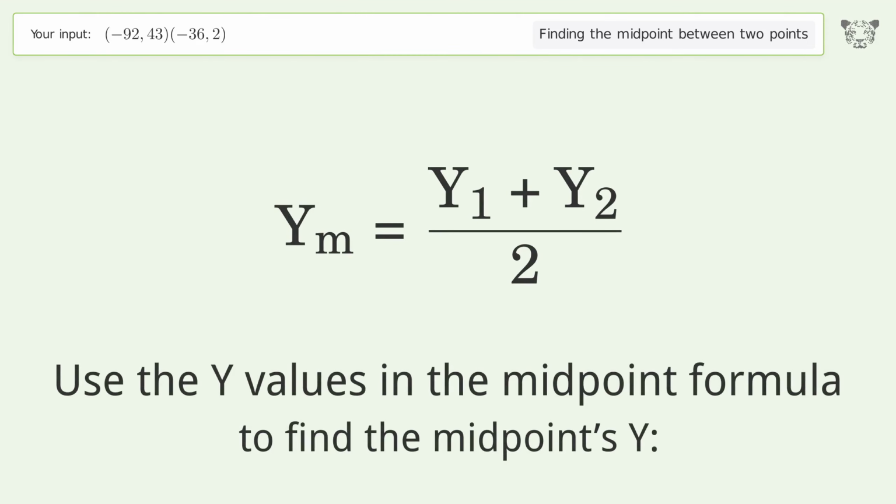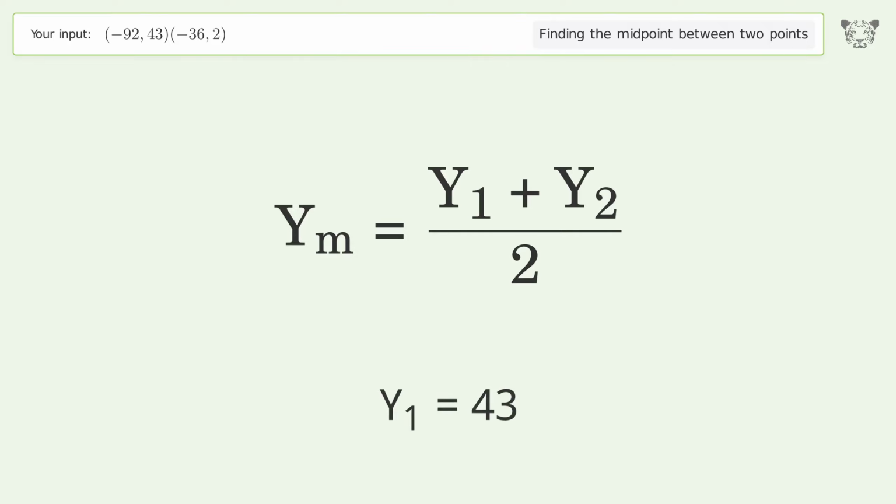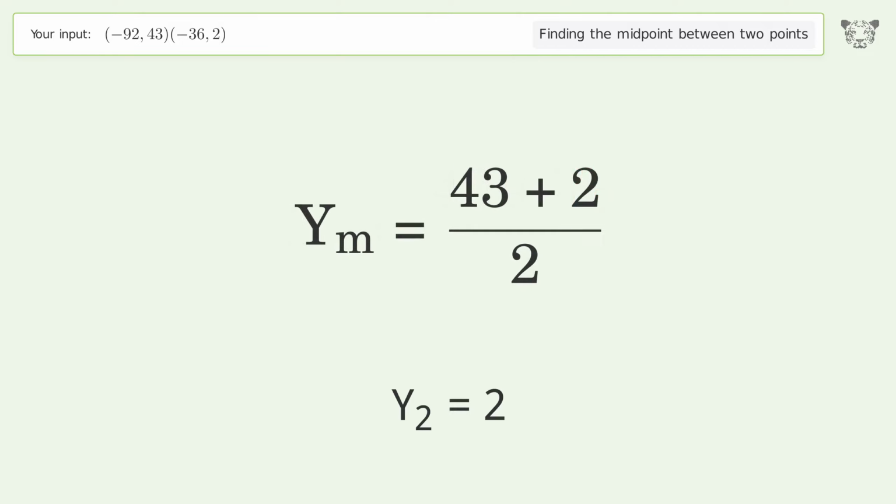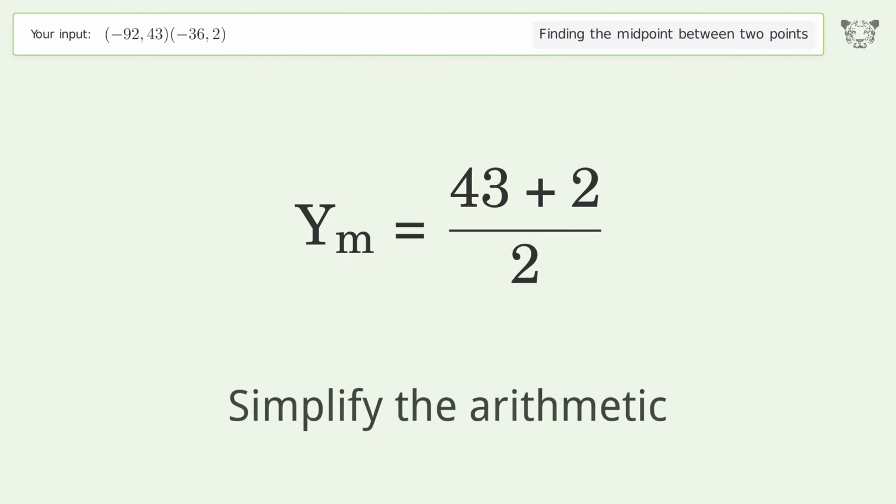Use the y values in the midpoint formula to find the midpoint's y. y1 equals 43. y2 equals 2. Simplify the arithmetic.